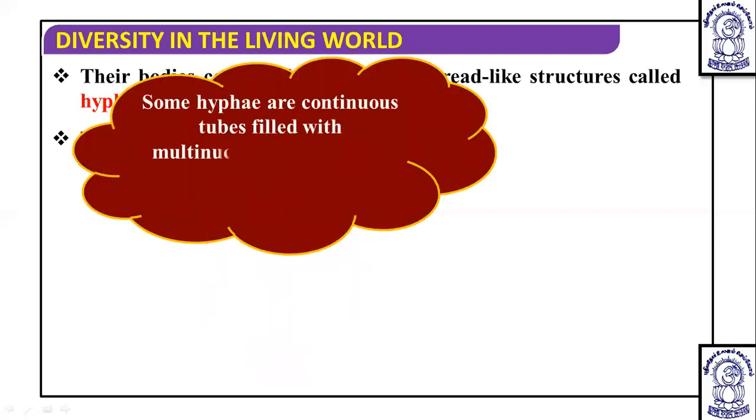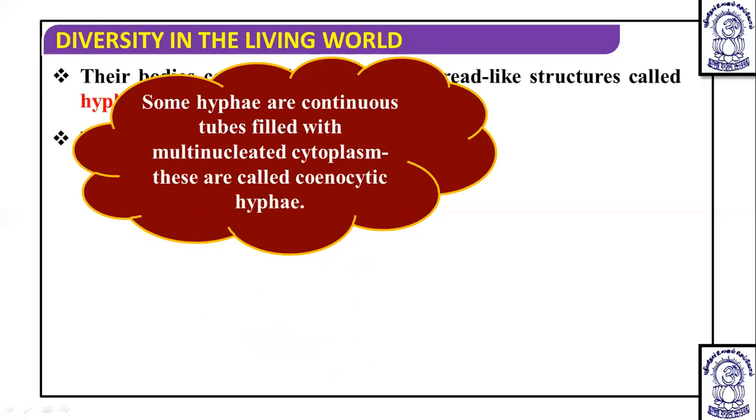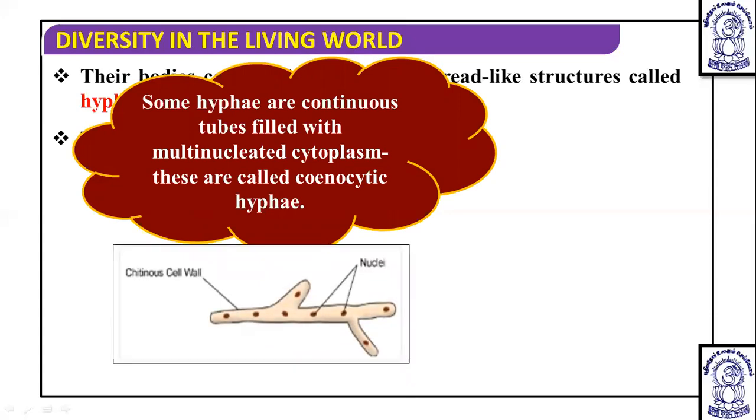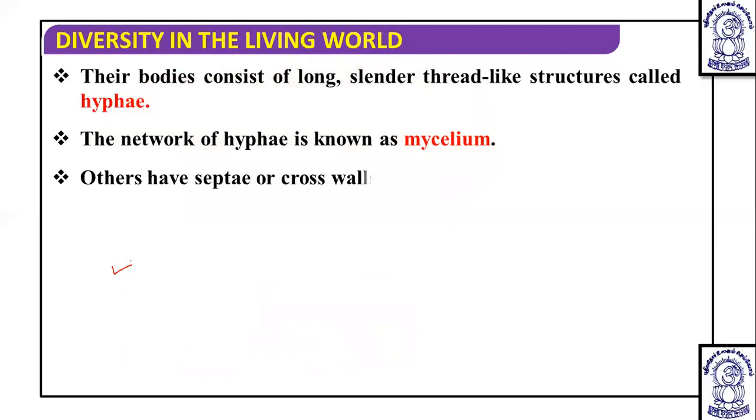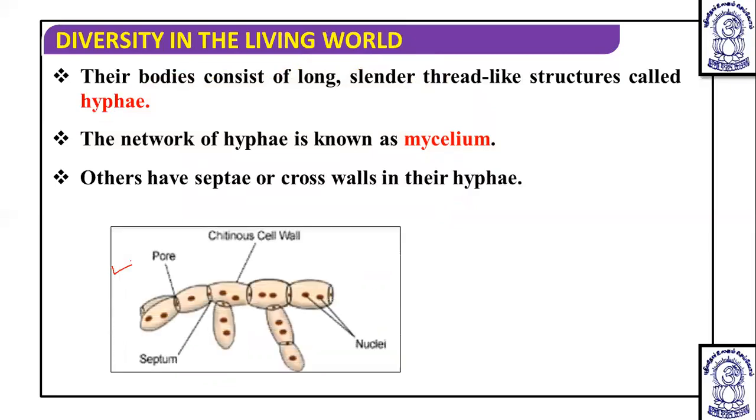Now, the same hyphae are a continuous tube filled with multinucleated cytoplasm that is known as coenocytic hyphae, that we have discussed. You can see again this particular diagrammatic view. And when we study the hyphae of fungi, we come to know that the hyphae have a cell wall, and this cell wall is a chitinous cell wall. Which type of cell wall? Chitinous cell wall is found in this. Others have septa or cross walls, and their hyphae are septate and monokaryotic.